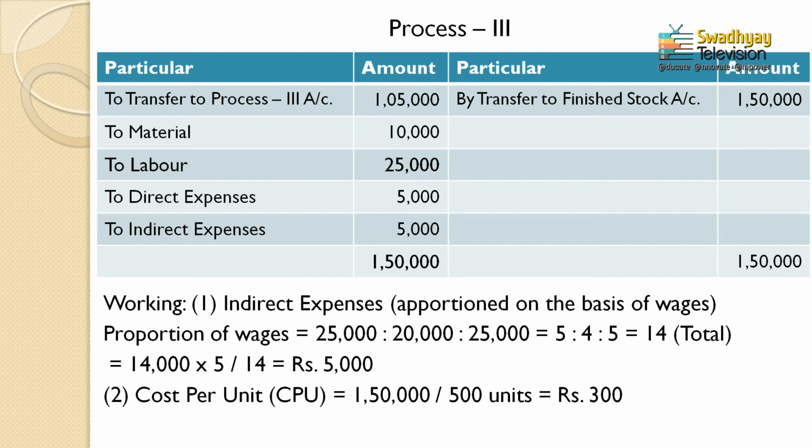So in this way the total amount of expenditures incurred for the process 3 account comes to 1,50,000 rupees. So 1,50,000 rupees is the total expenses of process 3, which is actually transferred into the next process. Now here, concentrate very specifically.